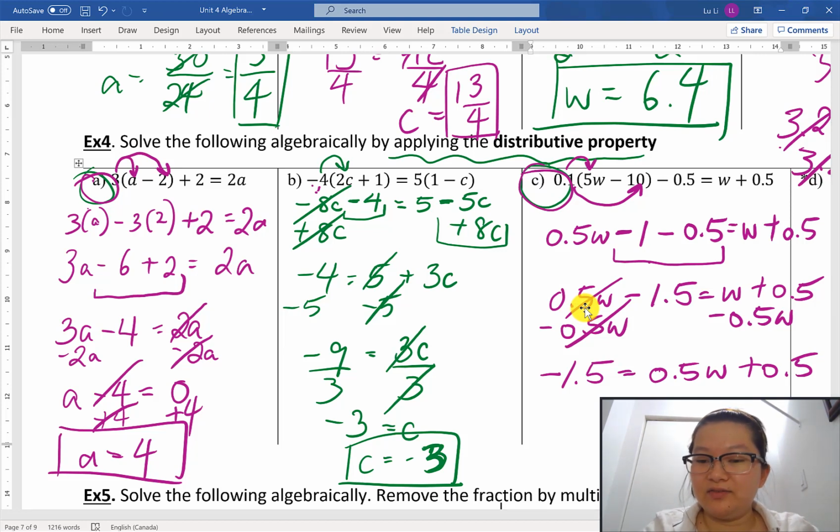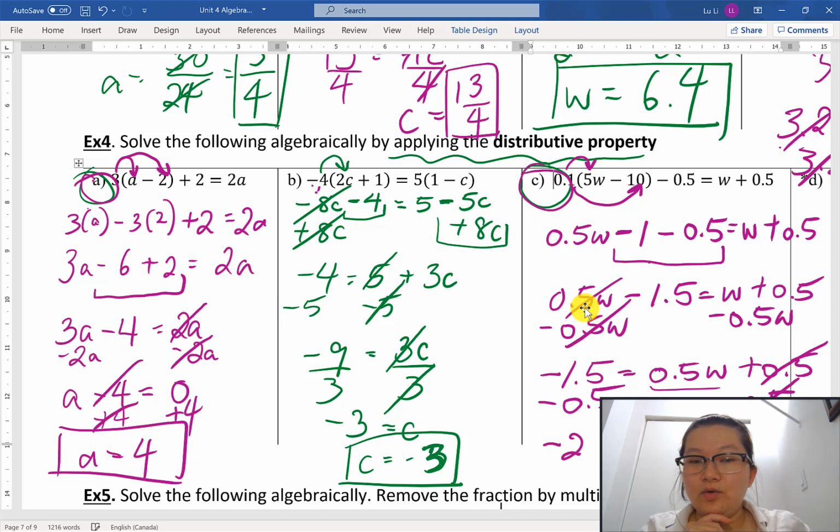All right, next up, what we need to do is, again, peel the onion. So getting rid of the outside terms, which is the 0.5 beside the w, beside this guy over here. So I'm going to subtract 0.5 on both sides of my equation. I'm going to get negative 1.5 minus another 0.5 is going to give me negative 2 is equal to 0.5w.